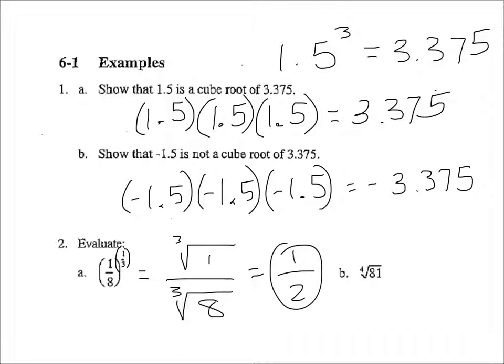If I want to take the 4th root of 81, I'm basically asking myself, well, what times itself 4 times would equal 81? Or this equals 81 to the 1/4 power, essentially. And 81 to the 1/4 power, the 4th root of 81, equals 3. Again, quickly done using your graphing calculator.